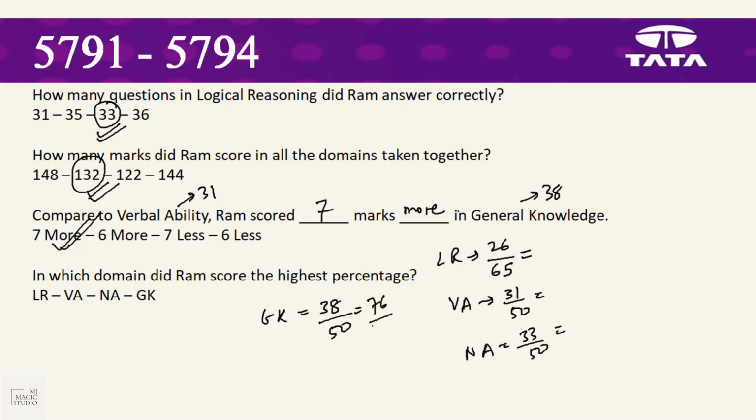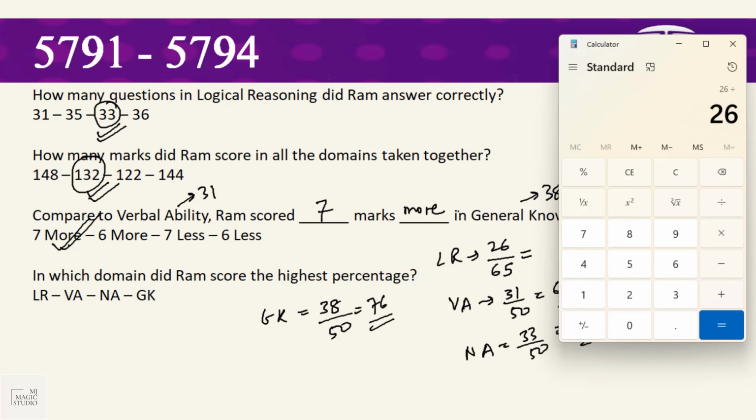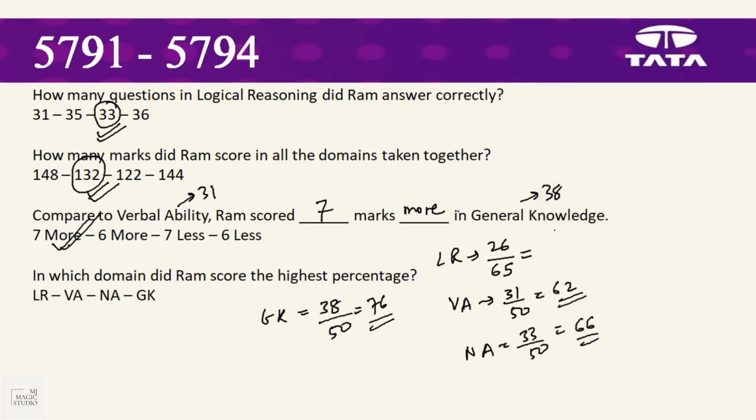Only 4 options are given. Highest 38 out of 50 is 76%. This is 66%. This is 62%. 26 by 65 will be 40%. So he has scored the highest percentage in GK. We'll mark GK. All 4 questions can be completed in the next 1.5 minutes. So you can try to take 5 to 6 minutes for 4 questions. Invest time in preparing the table quickly, and then all 4 questions can be answered in no time.